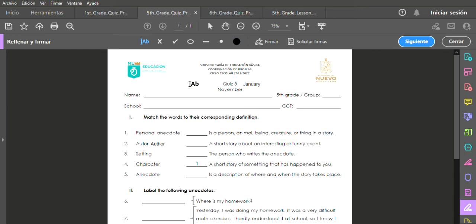Remember that you have to send me, sorry for the noise, remember you have to send me the evidences so I can give you a score. Recuerda que tienes que enviarme las evidencias para que yo pueda calificarte. And this is everything for this week. Eso es todo por esta semana. This week I'm going to be checking everything on Classroom. Esta semana voy a estar checando todo en Classroom.